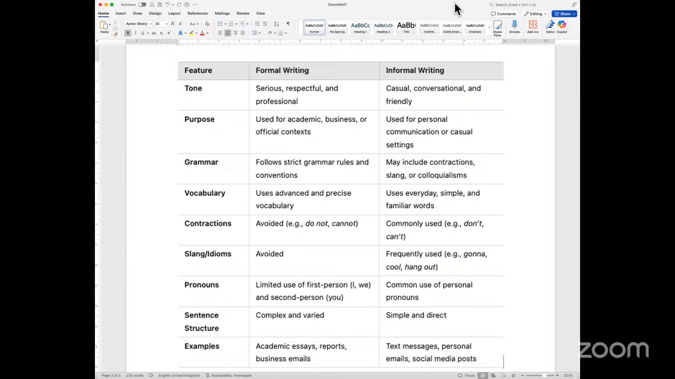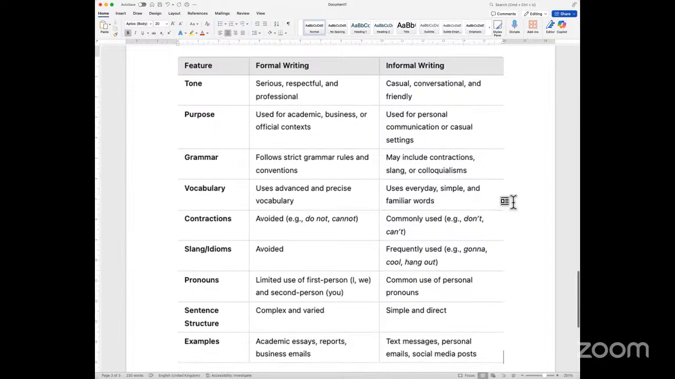So, a couple of things that we need to look at before we get into the actual discussion of the topic is to understand the key differences between formal writing and informal writing. The best way to do this is to look at it in a table. When we talk about writing, it can have a lot of features: tone, purpose, grammar, vocabulary, the use of slang and idioms, pronouns, and in some cases the structure in which you write would also determine whether the writing style is formal or informal.